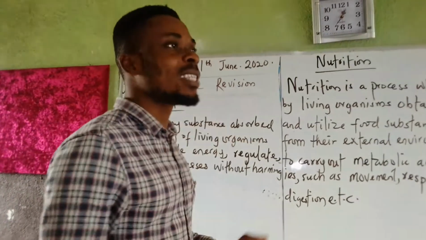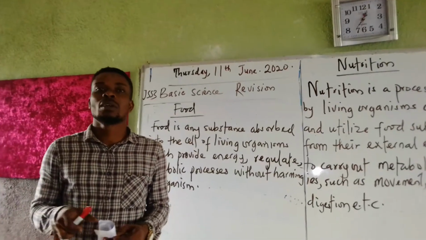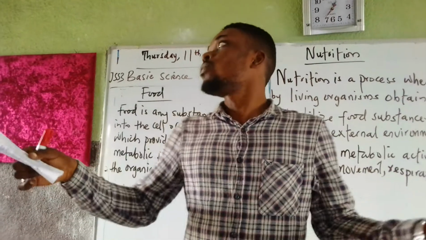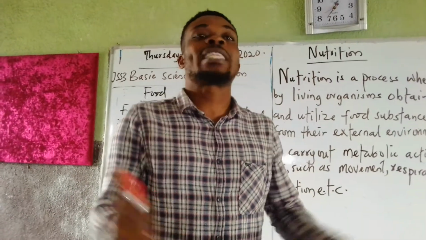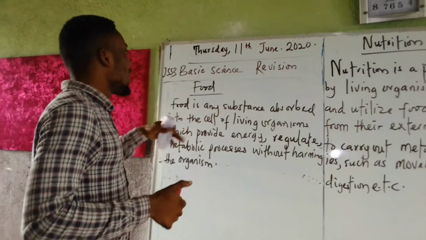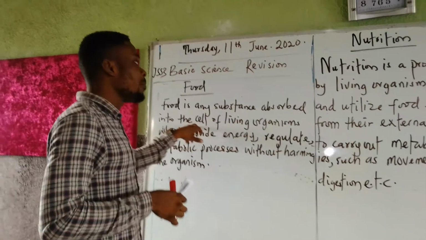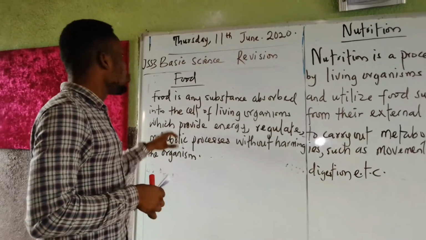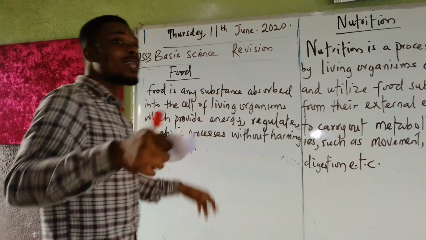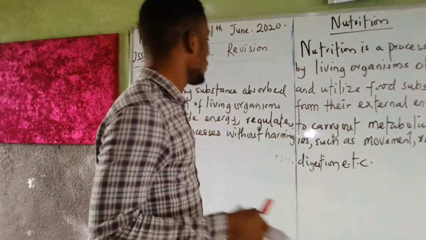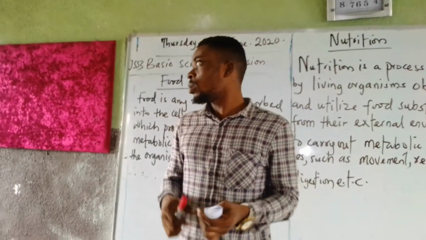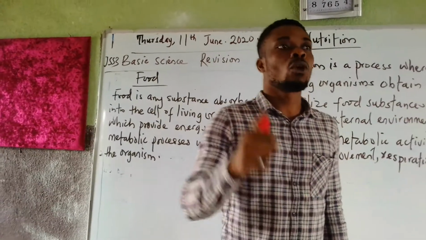There's hardly any of us that don't eat every day. Some of us eat twice a day. Some of us eat 3 times a day. Some even go to the extent of eating 4 times a day. That is food. Food is any substance absorbed into the cell, into the body of living organisms, which provides us energy, regulates metabolic processes, and also repairs worn out tissue without harming the organism. That's what we call food.